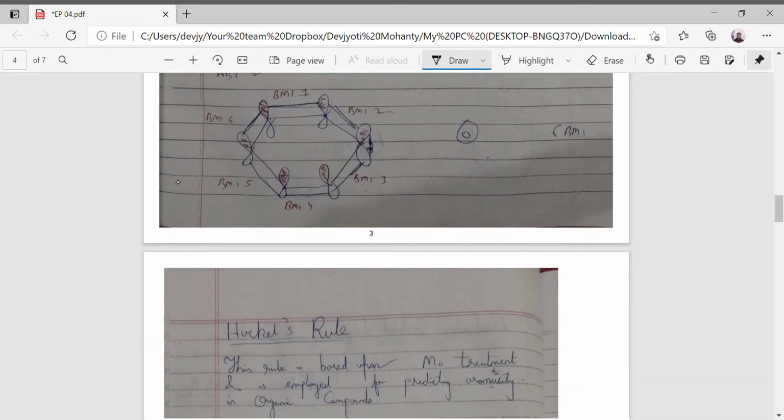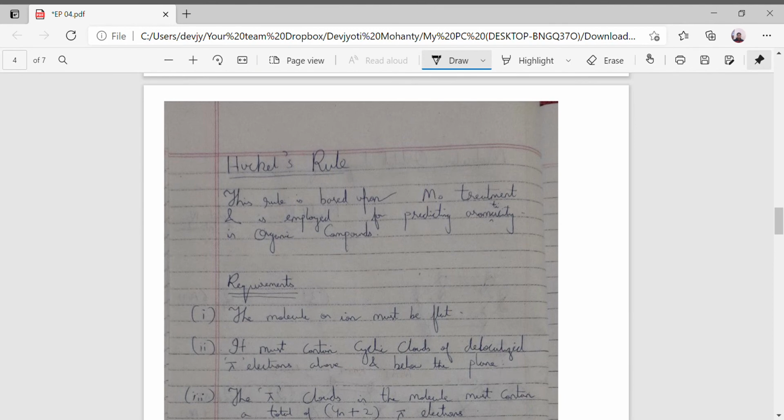So skip this. Then let's come to Huckel's rule. So what is Huckel's rule? The rule that is based on molecular orbital treatment and is employed for predicting the aromaticity of organic compounds. So how can you remember Huckel's rule? Huckel's rule is based on molecular orbital treatment, and it is employed for predicting aromaticity of organic compounds. So the definition you must learn. This is the definition.